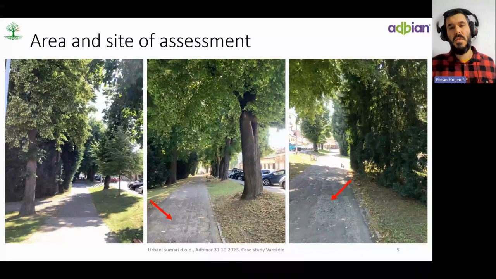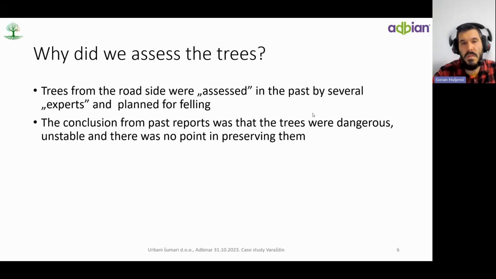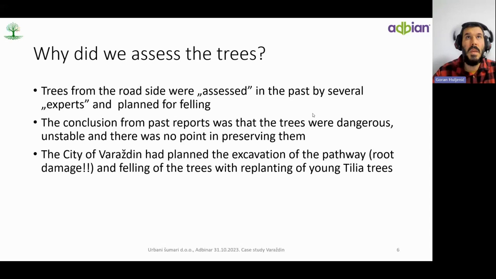these old trees? The trees were already assessed by some other experts, and they all said the trees need to be felled. The conclusion from the past reports was that the trees were dangerous, unstable, or that there was no point in preserving them. What was also unfortunate is that none of these experts used any diagnostic methods, so they were really not assessing the trees in the right way. The city also planned the excavation of the pathway, and so they decided that the root damage would be too big and the trees need to be felled and replanted with young trees.